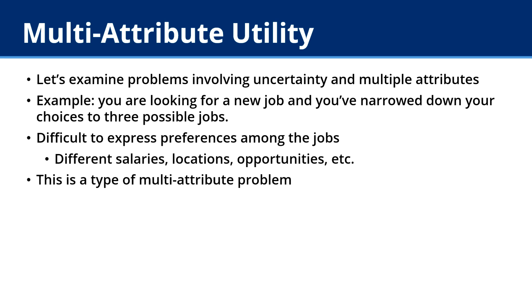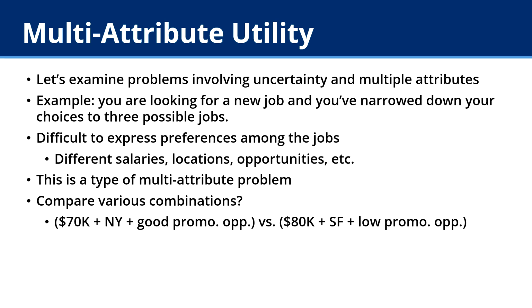Okay, so let's give an example here. Let's compare the various combinations. Let's say you have a job that offers $70,000 a year, it's in New York, and it's got very good promotion opportunity, versus another job with a slightly higher salary of $80,000. It's located in San Francisco instead, but it's got a lower promotion opportunity. How can we compare these two to make an apples-to-apples comparison? What's one way we can approach this so that we can make a more rational decision?